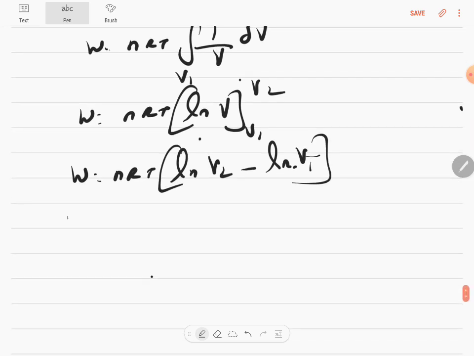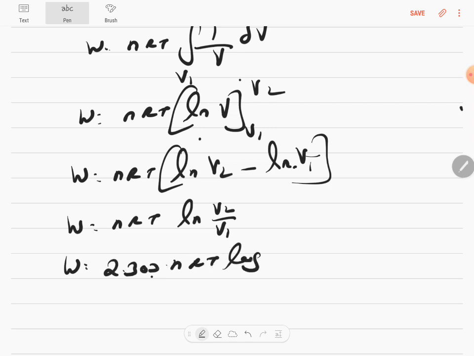And in logarithms, log a minus log b is log of a by b, so ln V2 by V1. This has base e. To convert it to base 10, you multiply by 2.303: nRT log V2 by V1, where log means base 10 and ln means base e.